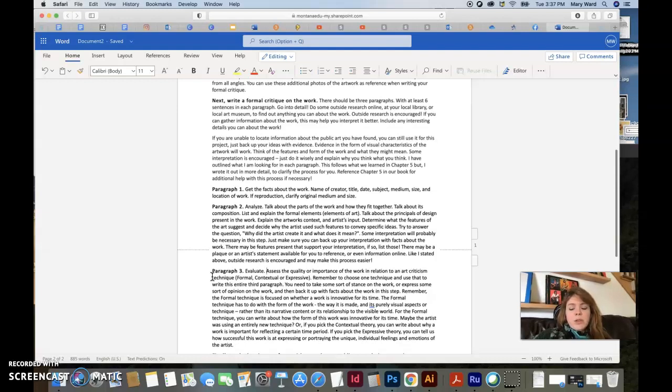I have outlined what I'm looking for in each of the 3 paragraphs. This follows what we learned in Chapter 5, but I just went into a lot more detail to clarify the process for you, because the last time we tried to write about art, some of you did really well, but some of you just didn't quite understand what I was trying to get out of you. And I'm not sure if you did the assignment before you read the chapter, or if you just didn't read the chapter at all. Not saying all of you did that, but some did. And so I'm really outlining it in great detail here in this worksheet, just to clarify the process for you.